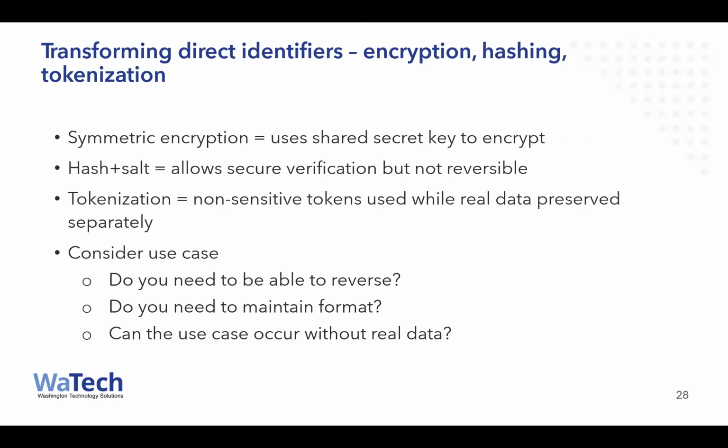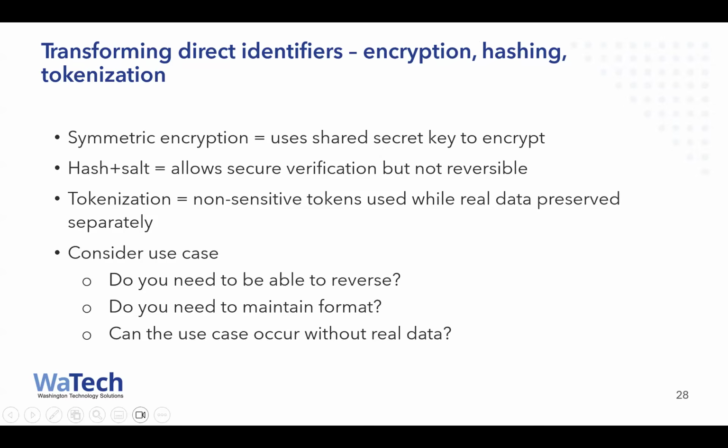The first concept is the most technical of them, which is the idea of transforming direct identifiers using some type of technical method like encryption, hashing, or tokenization. Symmetric encryption, as the first example here, is where you have a shared secret key to encrypt, and you're using the same key to encrypt and decrypt. So in that way, it is a reversible activity. You can hash it and add salt, which is a method of allowing some secure verification, but it is not reversible like symmetric encryption is.